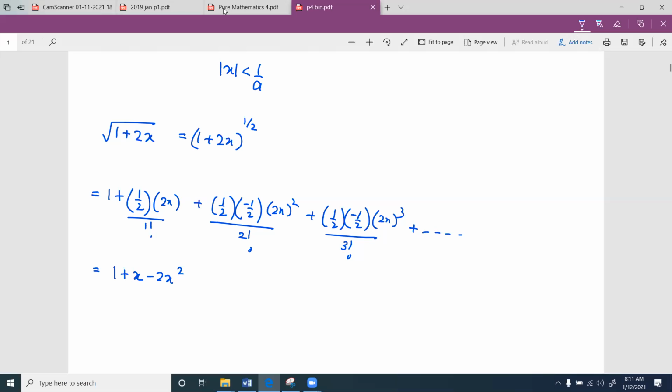If you want to work this one out, it is half into minus half. Then the next one is 2 squared, which is 4, and this answer divided by 2 is minus half. So this is not 2x squared, it should be minus half x squared.